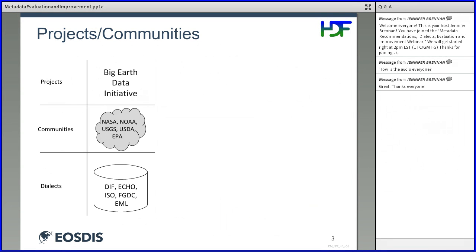In this project, the Big Earthdata Initiative, we were working with several different communities. I just mentioned a number of agencies, NASA, NOAA, USGS, USDA, EPA, and others that are part of USGEO. And I'll define in a minute a term that I use called dialects, which are metadata dialects that are used by these communities. In this case, we're using DIF and ECHO, two classic NASA dialects for metadata. ISO, most people are familiar with ISO. The FGDC dialect, which is actually CSDGM, and EML, which is part of the Ecological Metadata Language.